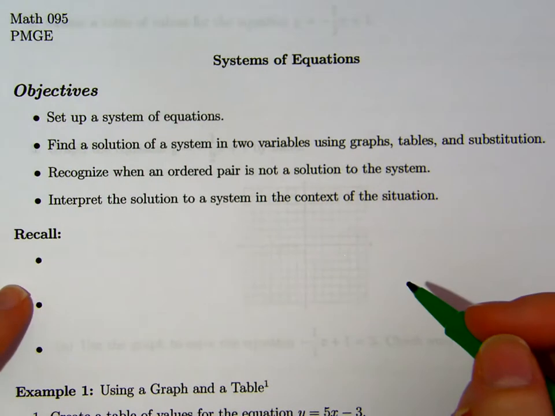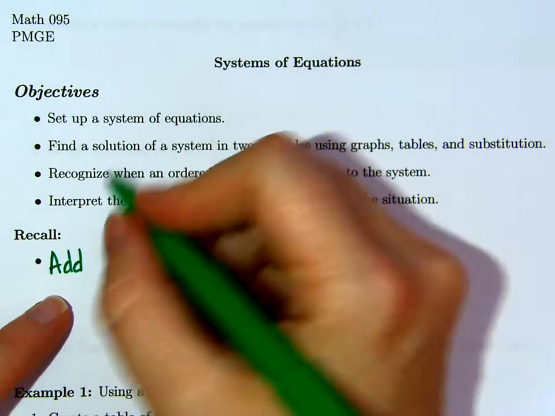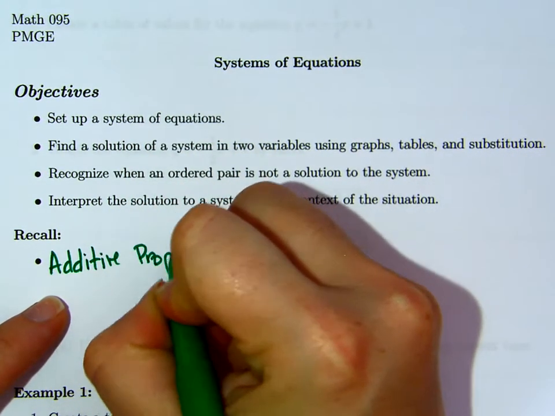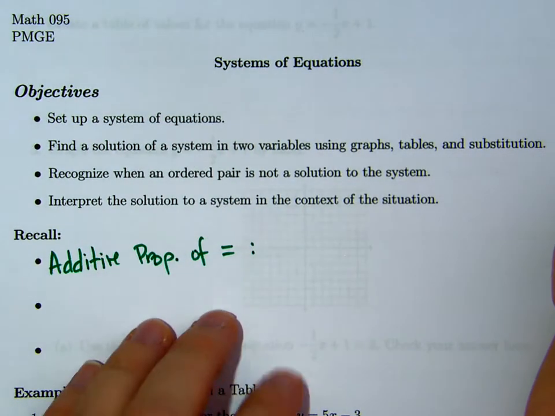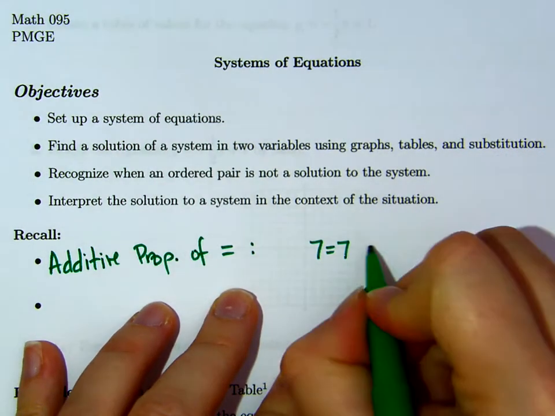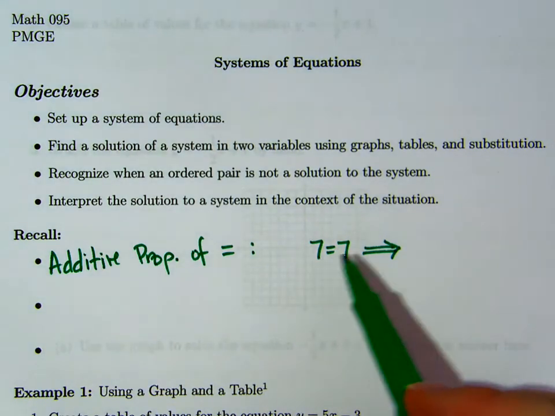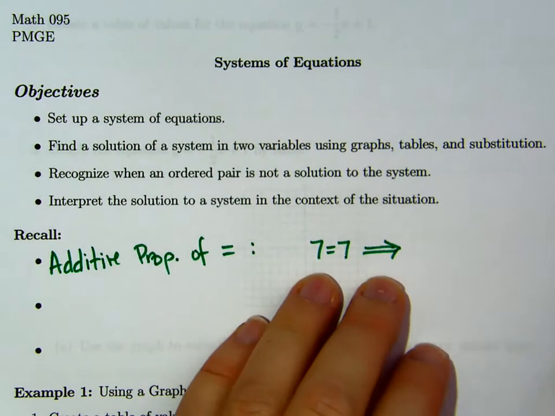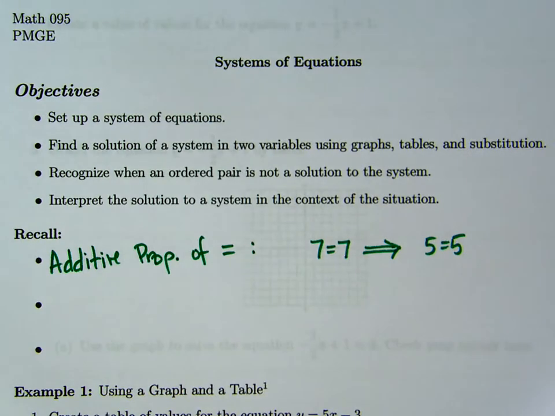A few recalls. The additive property of equality. Remember that said if you start with something that's equal, and if you add or subtract the same amount from both sides, you will end up with something else that's equal. For instance, if I take away 2 from both sides, I still know that 5 equals 5.